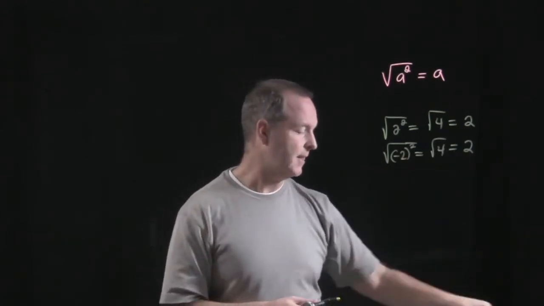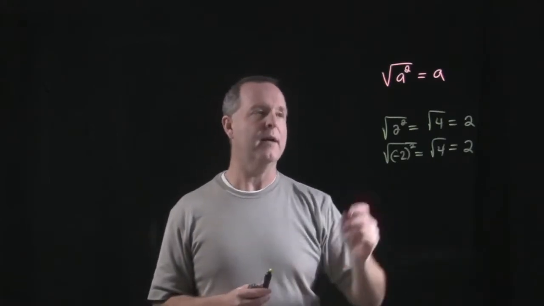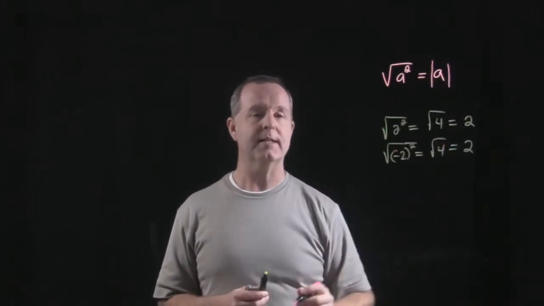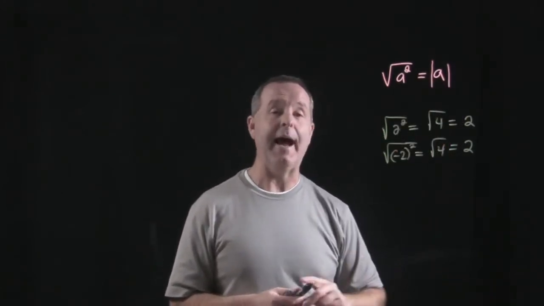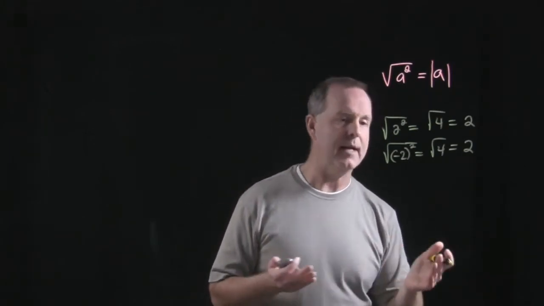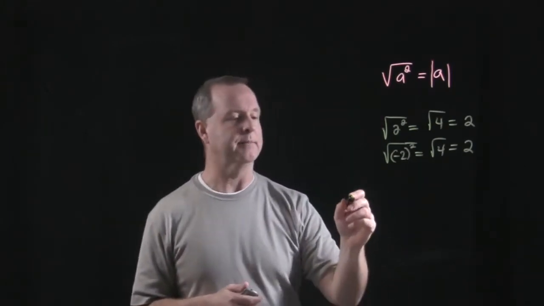So when we take that into consideration, we need to be aware that the square root of a squared does not simply equal a. We're going to say that this result is the absolute value of a. Let's look at a couple examples to help clear up some of the idea of what might be happening.